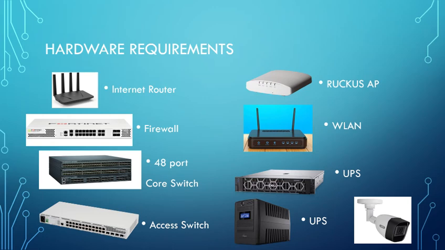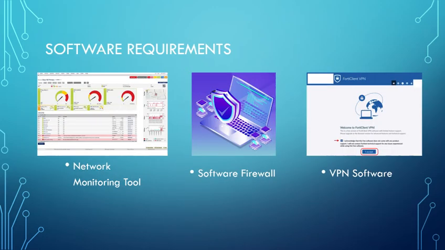Now I would like to talk about the software requirements, which include a network monitoring tool, software firewalls on all staff devices to further prevent malicious traffic, and a VPN, which stands for virtual private network, software like Fortinet to communicate with other branches.